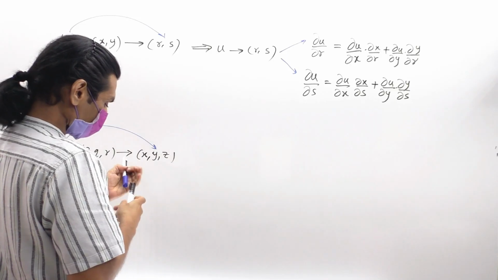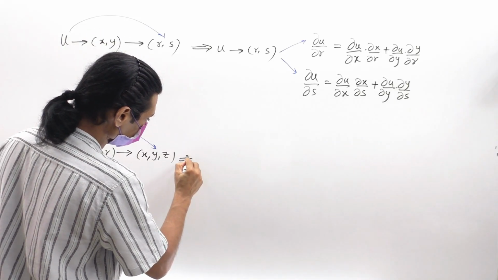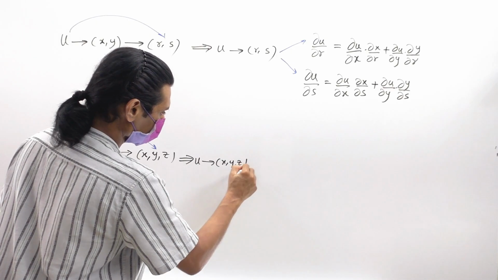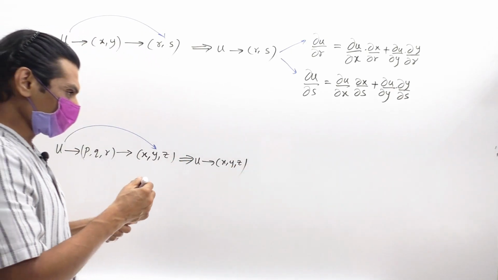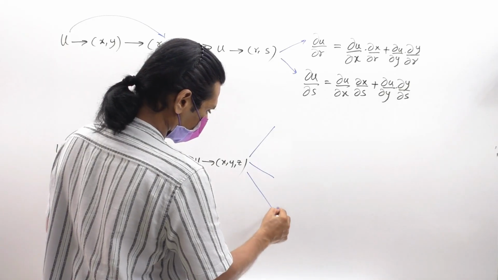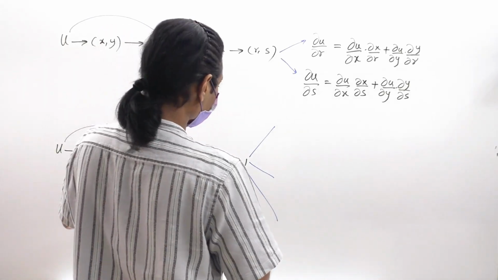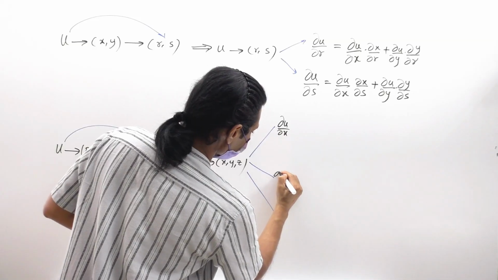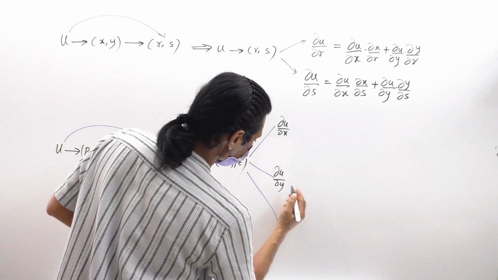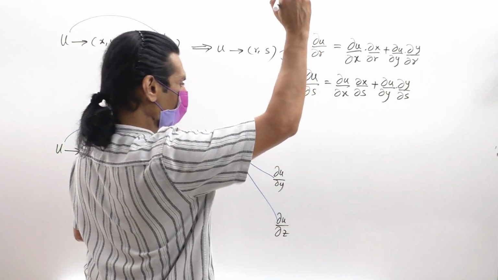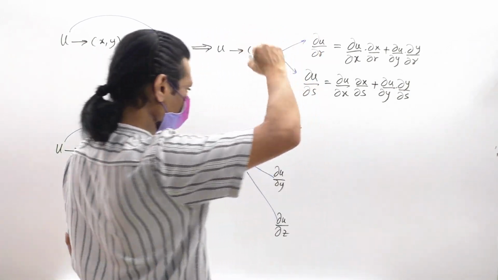So, write here first, that implies u is a function of x, y, z. 3 kids. So, 3 kids will be: one is dou u by dou x, other is dou u by dou y, other is dou u by dou z. So, now let us write it. How to write this now?